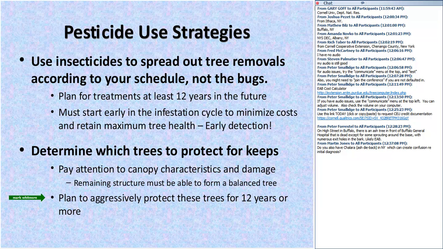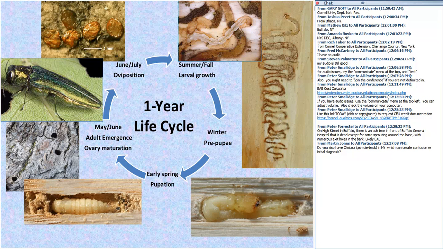But you also have to plan to aggressively protect these trees for 12 years or more. We don't really know how long emerald ash borer is going to rest in this area. In the Midwest, it looks like in Michigan area, they hang around for 12 years. We'll see. I mean, we have a different situation here. We have a lot more concentration of ash, and who knows, they might just burn through it really fast once the populations get going.